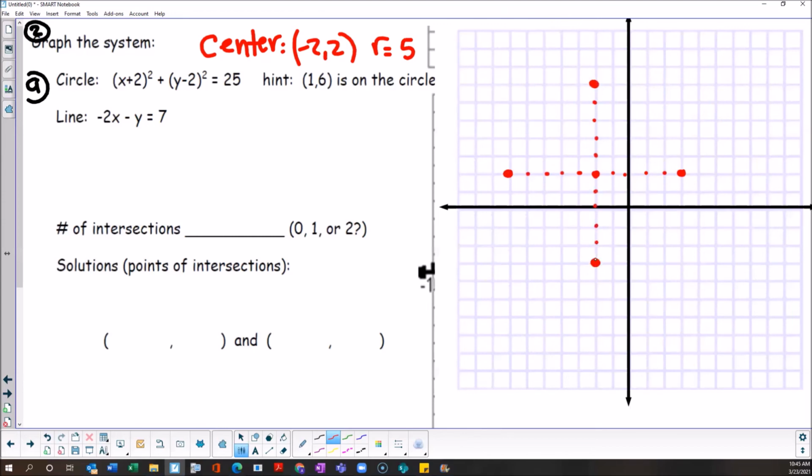Okay. And then just to help me draw it a little bit, they give me this hint here that 1, 6 is on the circle. Since I know that the point 1, 6 is on the circle, remember if I count from the center here, over 1, 2, 3, so that's over 3 and up 4. Remember, from the center, I can then go left 3 up 4, left 3 down 4, right 3 down 4, and it just helps me graph the circle more accurately.